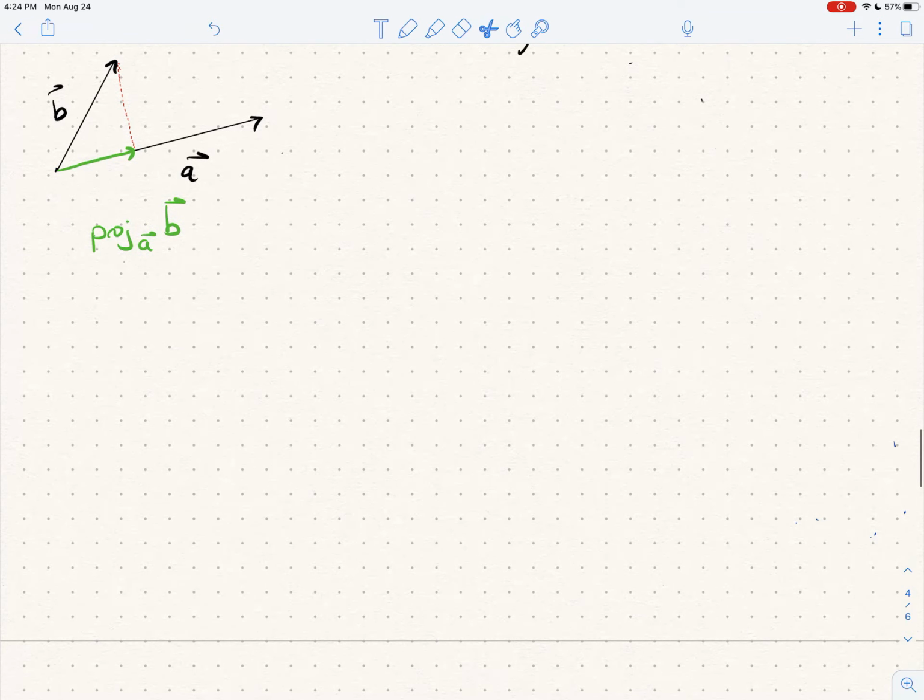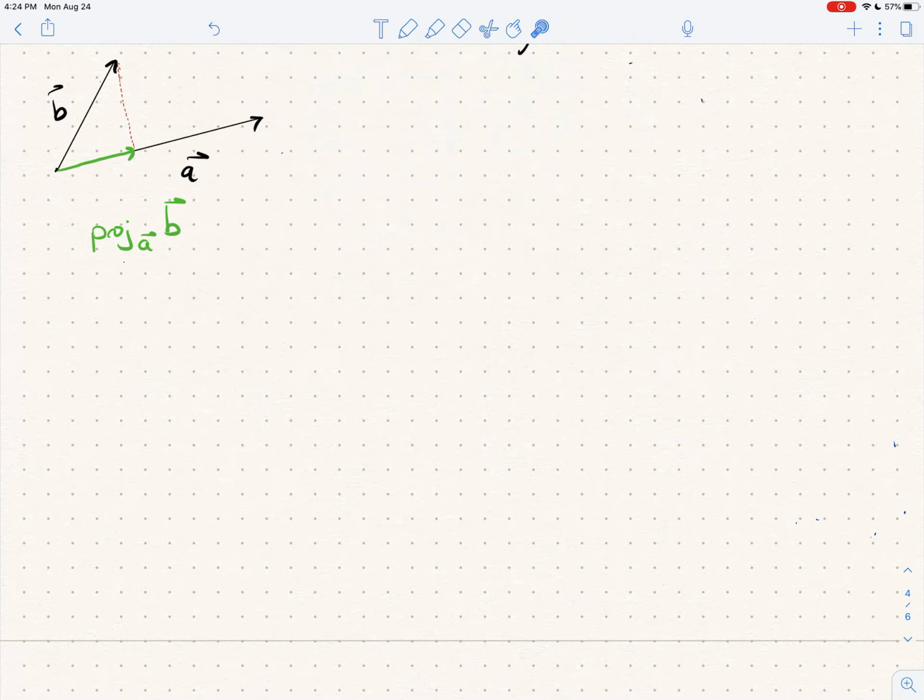All right, so let's see if we can find a formula for the vector projection of B onto A. Again, we're going to assume that we're working in the case when the angle between A and B is acute. The formula that we find works in all cases, but it's a lot easier to see why it's true and where it comes from in this case.